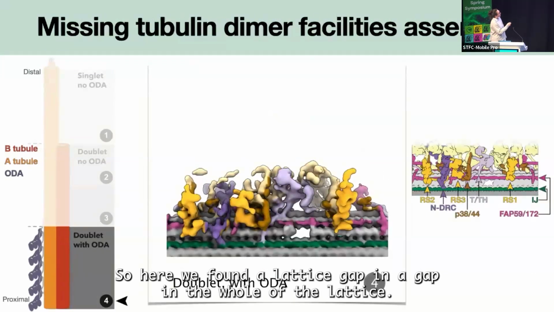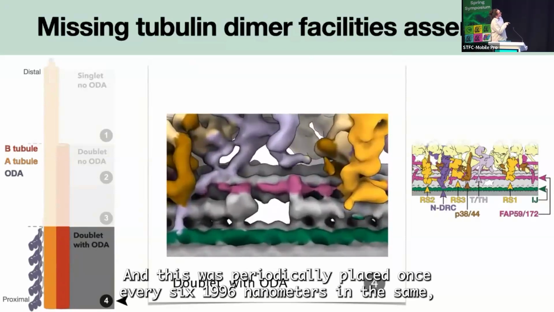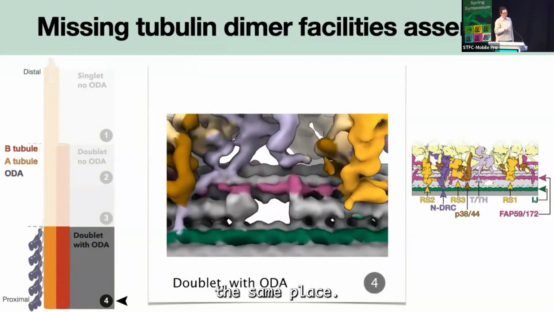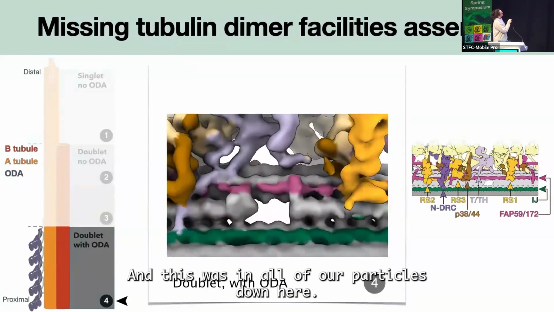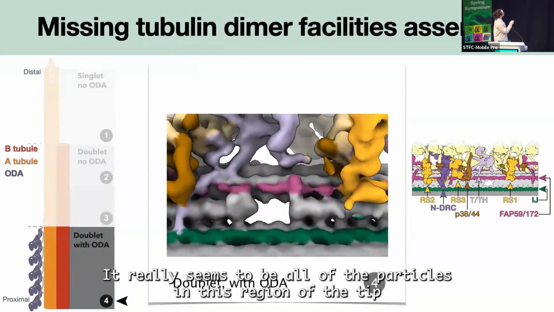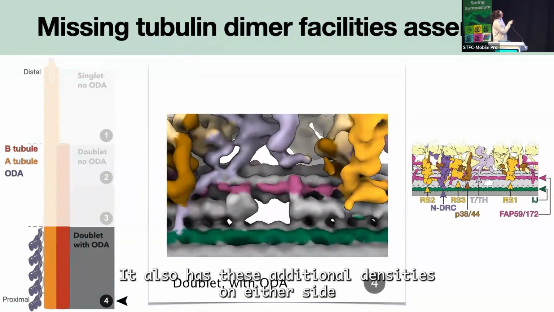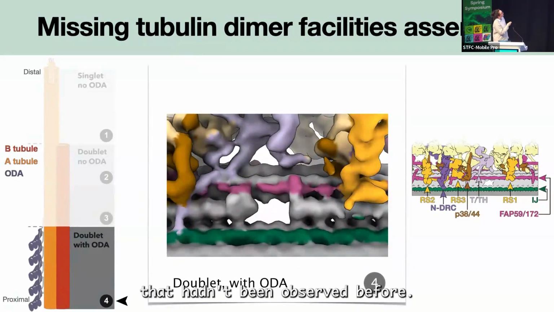So here we found a lattice gap, a gap in the whole of the lattice. And this was periodically placed once every 96 nanometers in the same place. And this was in all of our particles down here. We didn't have to do any classification to try and find this. It really seems to be all of the particles in this region of the tip have this hole. It also has these additional densities on either side that hadn't been observed before.